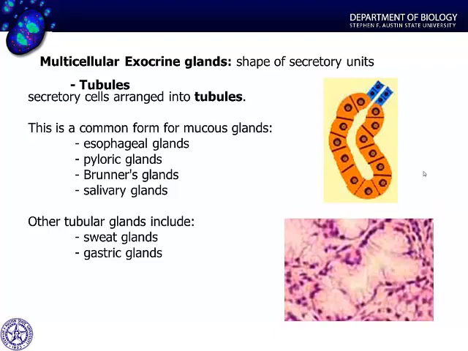Tubules, as you can see, you have the ductal system in blue, and these are much more elongated in nature. And with these, we're going to find these more common for mucus types of glands. So esophageal glands, pyloric glands in the stomach, Brunner's glands in the duodenum, and salivary glands are going to be tubular in nature, producing mucus. But we're also going to find these in sweat glands and the gastric glands in your stomach. They will be tubular in nature. And when they're tubular, you're going to see many more of these cut in longitudinal section rather than just the rounded acinar cross sections.